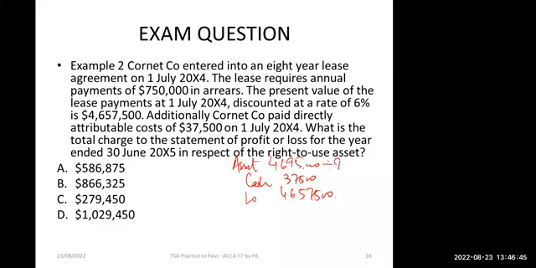So this will be divided by 8 years. 586. And we need to charge interest at 6%. So by adding these two figures, the right answer is B. Option A is about the depreciation, option C is about the finance cost, but the total charge in the income statement will be 866,325. Is it clear?